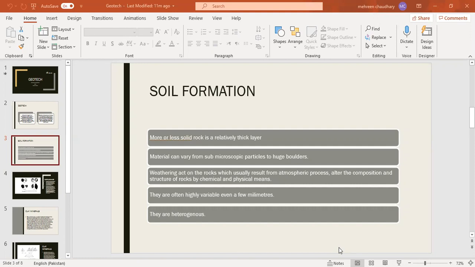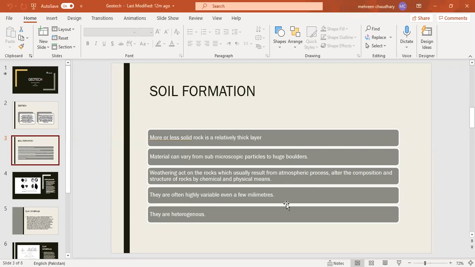Chemical weathering also affects the rock formation. Chemical weathering decomposes the minerals in the rock by oxidation, reduction, carbonation, and other chemical processes. In short, soils are the product of weathering of rock.